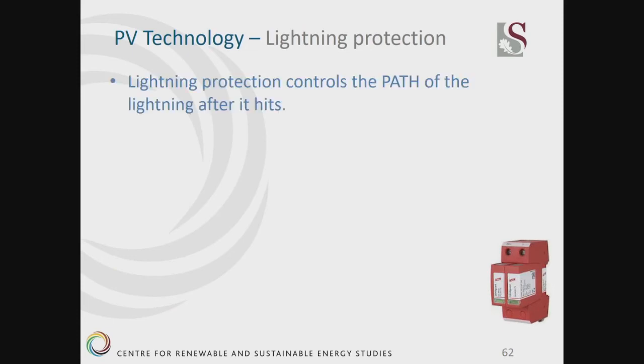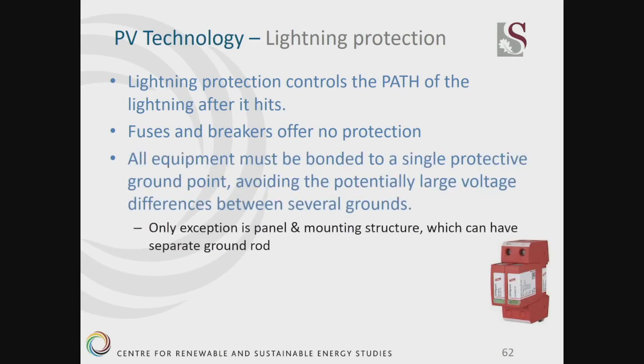Apart from the grounding, lightning protection is very important because this controls the path of lightning after it hits. Fuses and breakers offer no protection because they were not designed for this, and the energy contained in a lightning strike is just too much. So to do this, all equipment must be bonded to a single protective ground point, avoiding the potentially large voltage differences between several grounds. In some cases it might be easier to use more than one ground, but this might have the effect of those grounds sitting at different potentials, causing other problems.